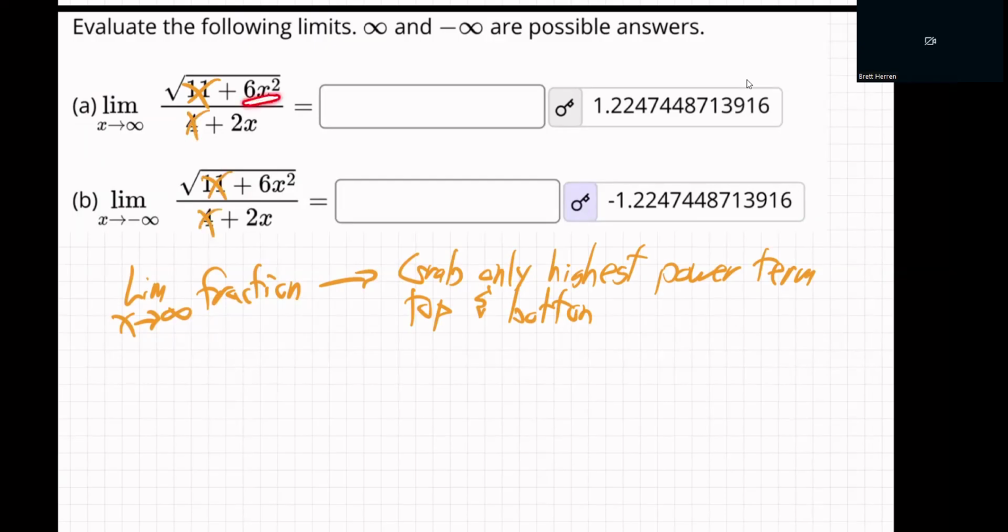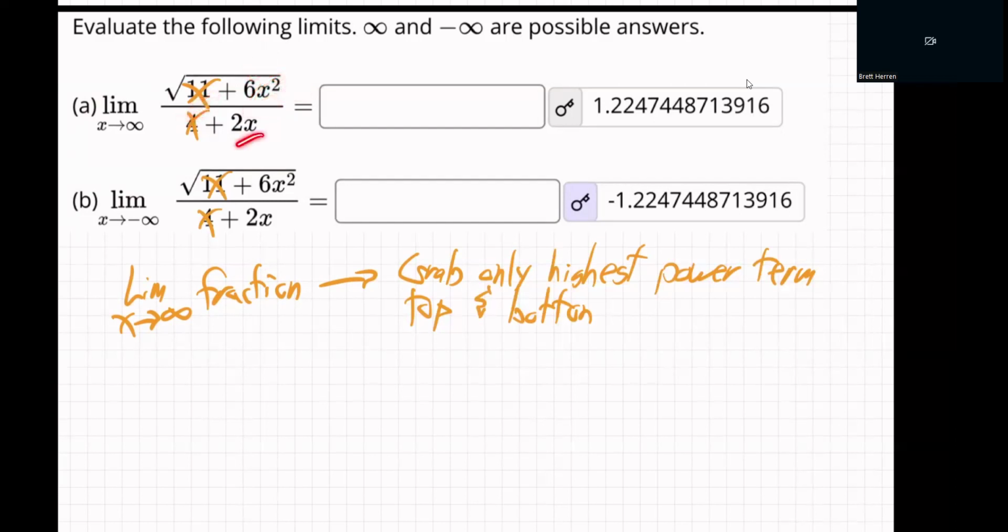Why? Because on the top, 6x squared is way more powerful than 11. On the bottom, 2x is a higher power than just 4. So you just grab the highest power term, top and bottom. That's all that matters. Why? Because we're going to infinity. If we're going to just 2 or 3 or negative 3 or whatever, then yeah, they would all play an important role. But if you're going out to infinity, you're plugging in like a million, a billion, a trillion, then plugging in here a million squared times 6 and then adding 11, that's nothing. A million squared is actually a trillion times 6, that's 6 trillion. So if you have a $6 trillion debt and then you add 11 bucks, nobody cares. 11 is nothing compared to the 6 trillion, right?